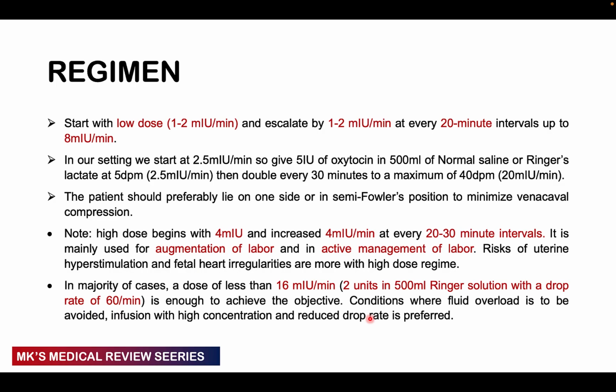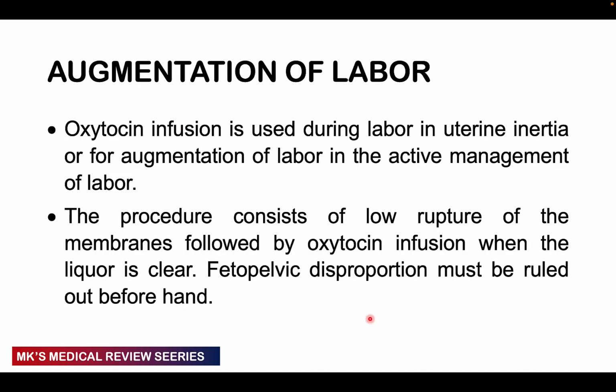Then of course, in conditions where you have fluid overload, you should avoid a lot of fluids, so you should infuse with a high concentration but reduce the drop rate, as we already talked about earlier on. For the augmentation of labor, remember oxytocin is used in the labor ward, especially when there's uterine inertia, or for augmentation of labor and in the active management of the third stage of labor. So the procedure consists of low rupture of the membranes, followed by the oxytocin infusion when the liquor is clear. You must make sure that you rule out any fetopelvic disproportion before you administer the oxytocin.